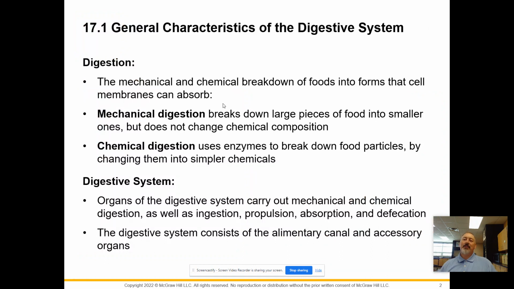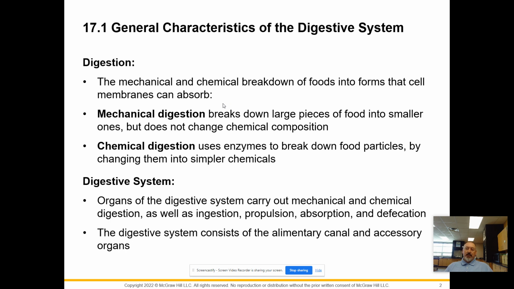Today we're going to be talking about the digestive system. As an introduction, we're going to go through about 10 slides here. Digestion is going to require two things: mechanical digestion and chemical digestion. Both of these are involved in breaking down the food.